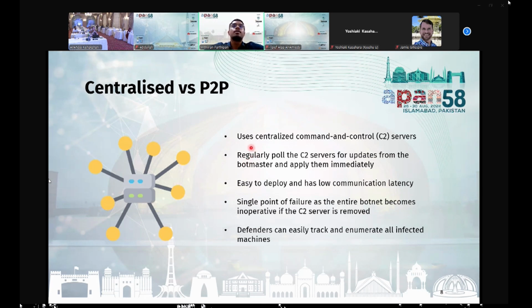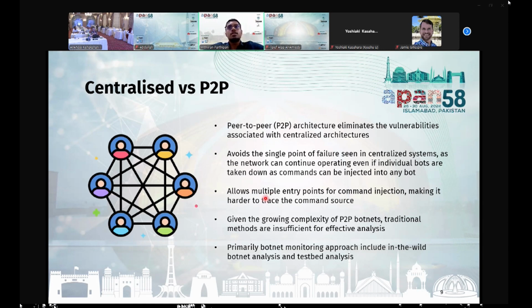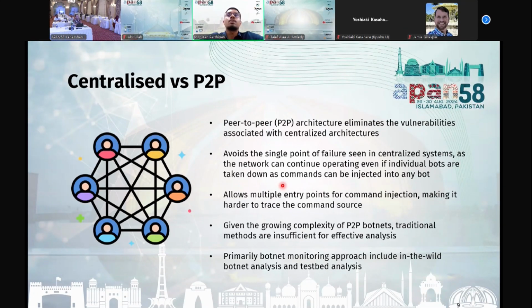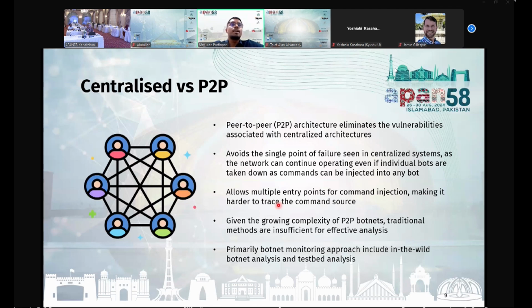And as I mentioned, centralized botnets are botnets that use a centralized C2 server, and the bots regularly poll the C2 servers for updates from the bot master and apply them immediately. This architecture is easy to deploy and has low communication latencies, but it has a major disadvantage where it has a single point of failure, and the entire botnet becomes inoperative if the C2 server is removed, and defenders can easily track and enumerate all infected machines. The second one is the peer-to-peer architecture, where it eliminates the vulnerabilities associated with centralized architecture by avoiding the single point of failure seen in the centralized system. And the network can continue to operate even if individual bots are taken down, as commands can be injected to any bots, which allows multiple entries for the bot master to inject their commands, making it harder to trace the bot master. Given the growing complexity of peer-to-peer botnets, traditional methods are insufficient for effective analysis.